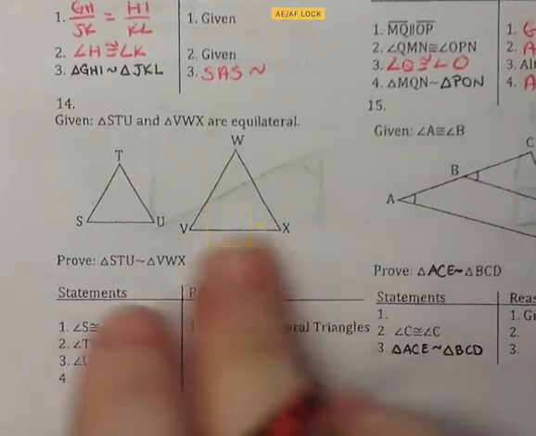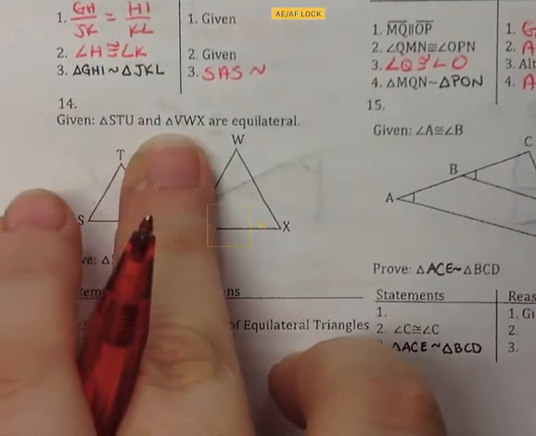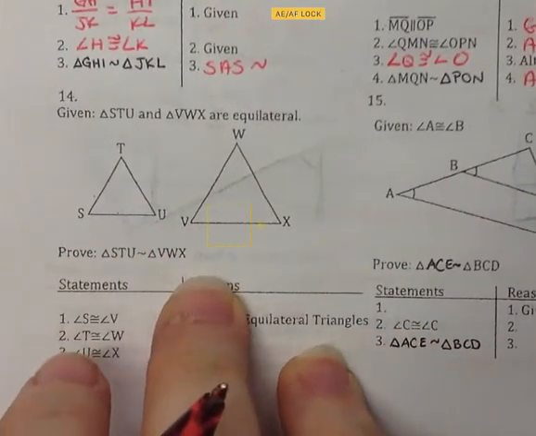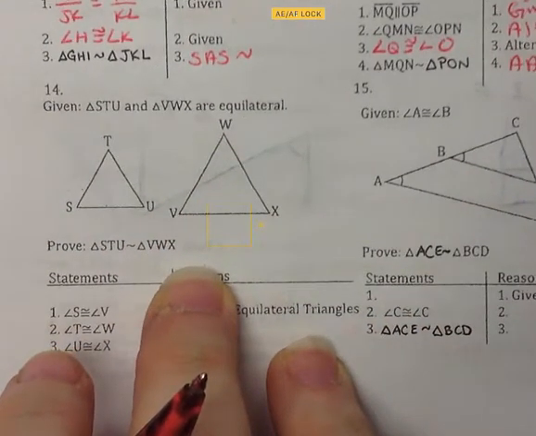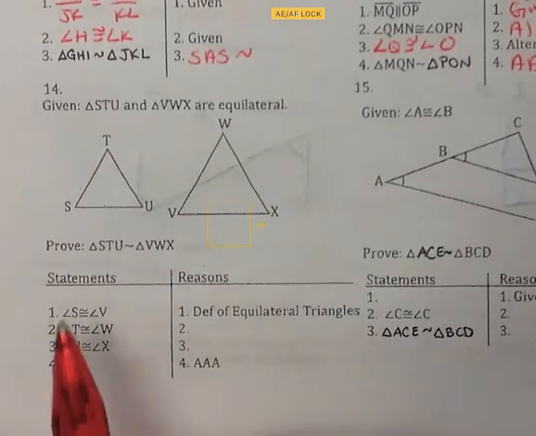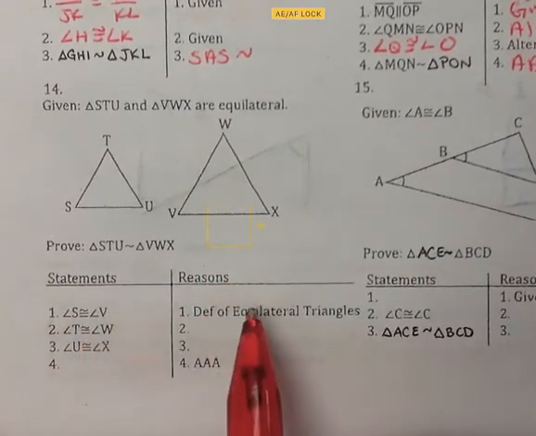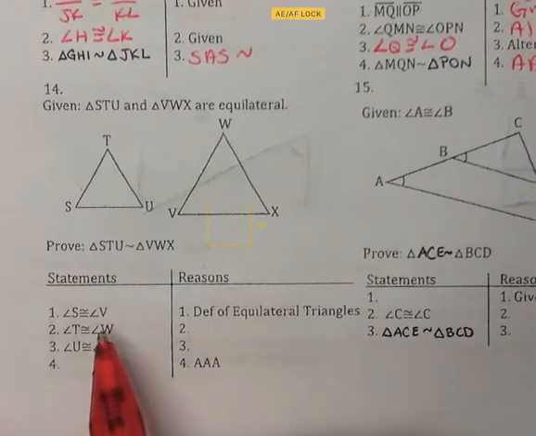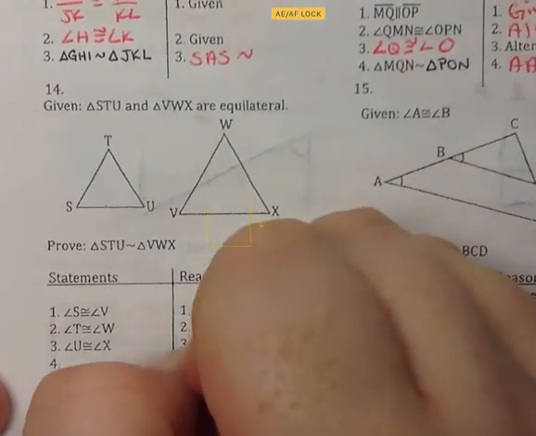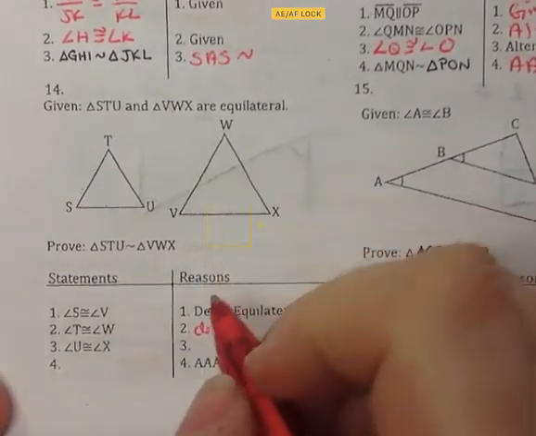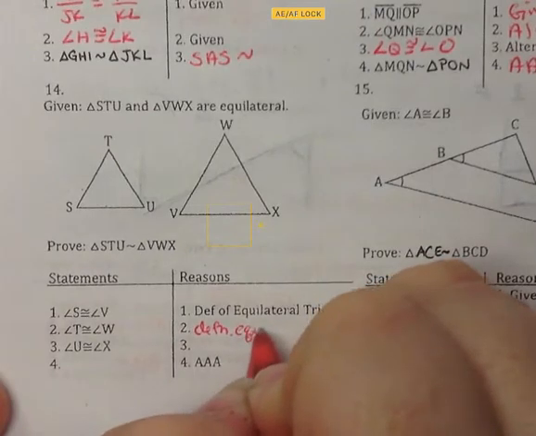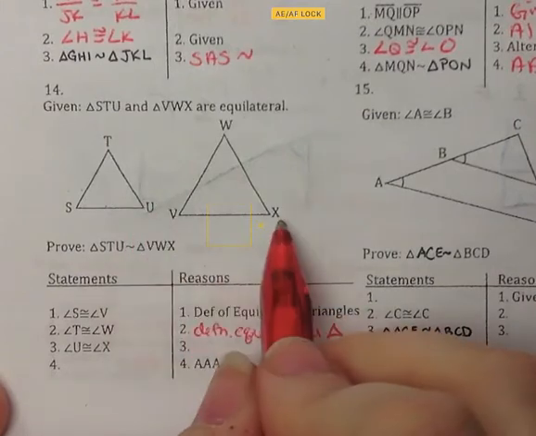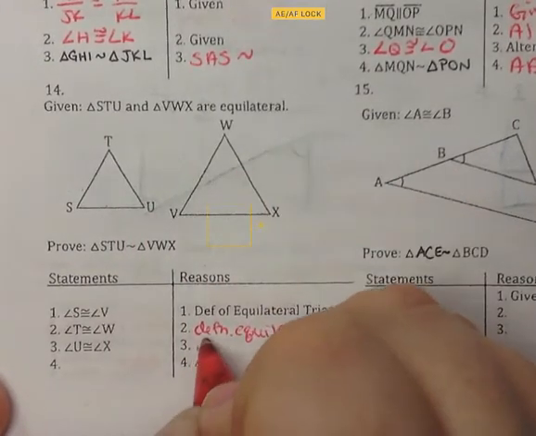On this one, we're given that triangle STU and triangle VWX are equilateral. That means all the sides are the same, so all the angles are the same as well. So angle S is congruent to angle V because that's the definition of an equilateral triangle. Then angle T is also congruent to angle W, and angle U is also congruent to angle X, because of the definition of an equilateral triangle.